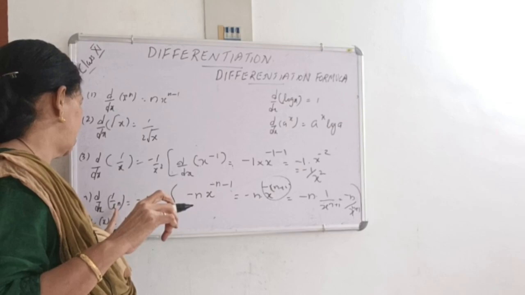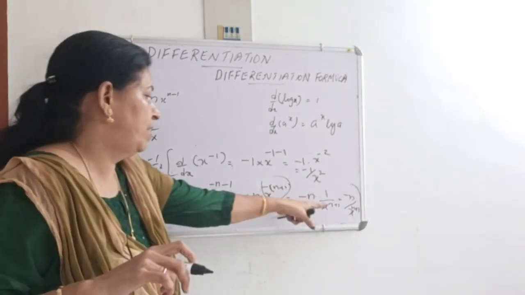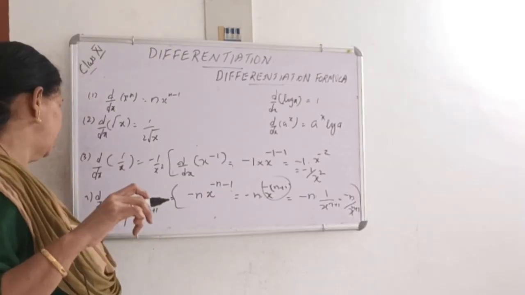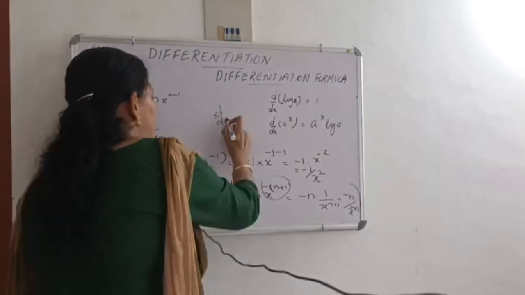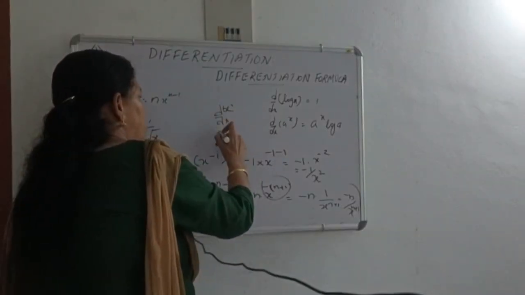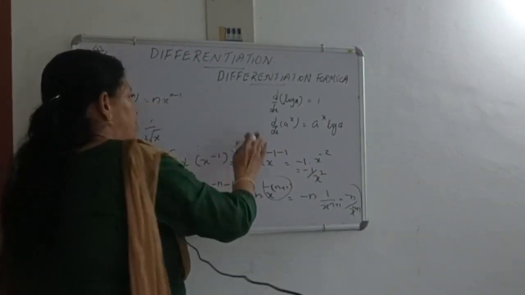Derivative of x raised to minus n, that is 1 by x raised to n, is minus n by x raised to n plus 1. d by dx of x is 1, that is dx by dx is 1. The derivative of x is 1.